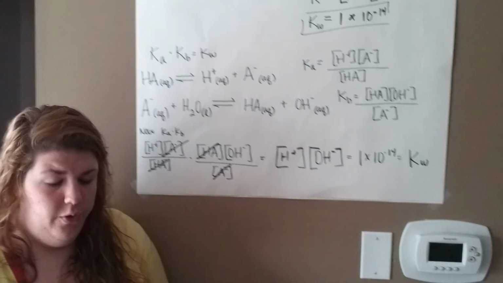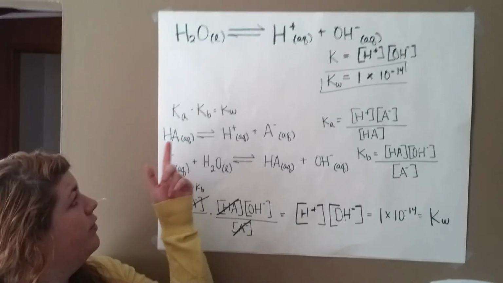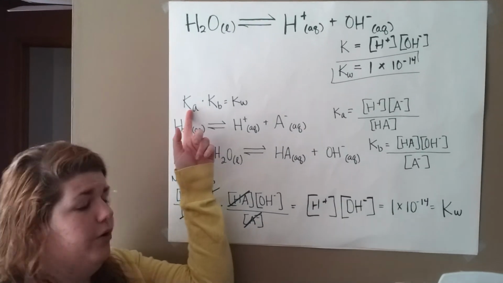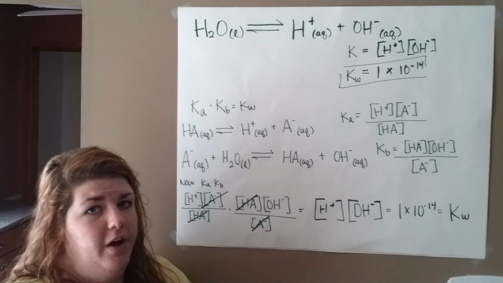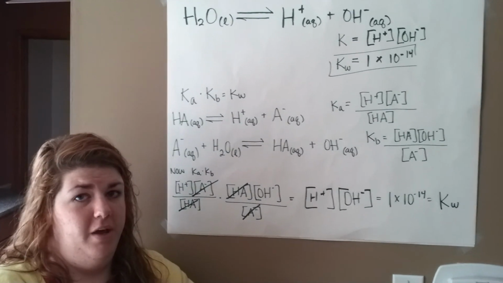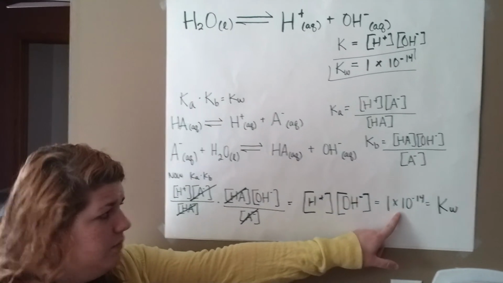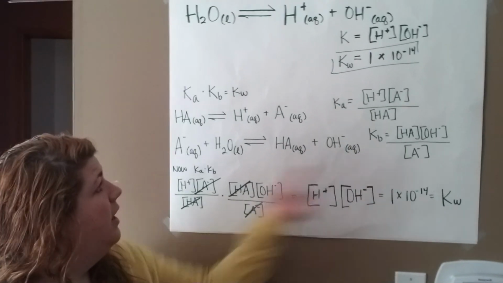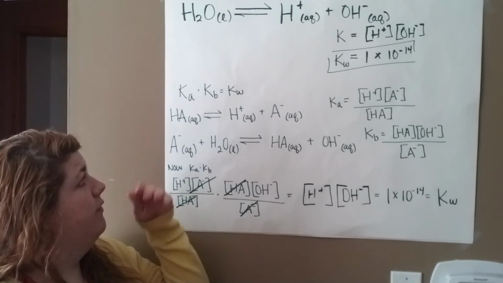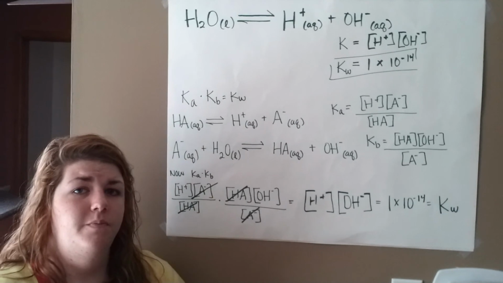This is really useful in that whenever you're given all of the equilibrium information for an acid, you can find anything that you want for the base with this constant here. And vice versa, if you're given everything for a base, then you can find the information for an acid. Thank you.